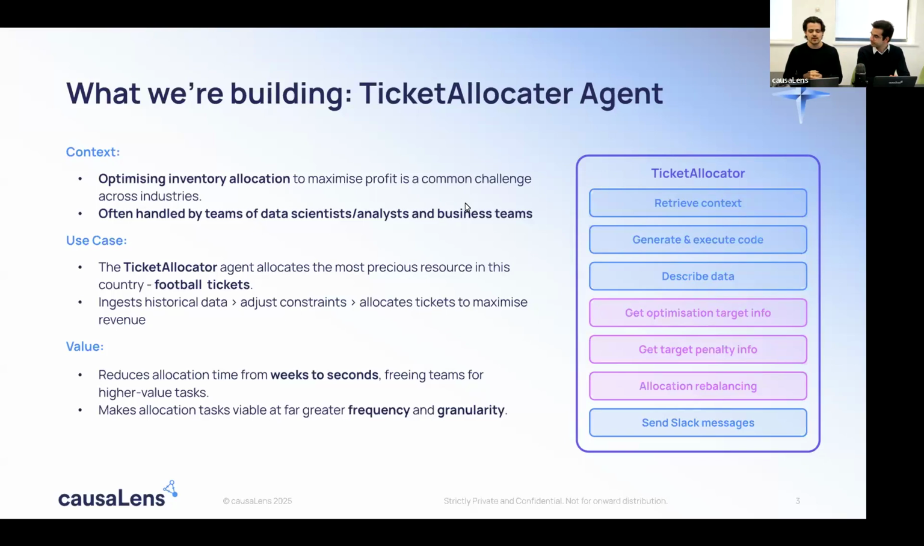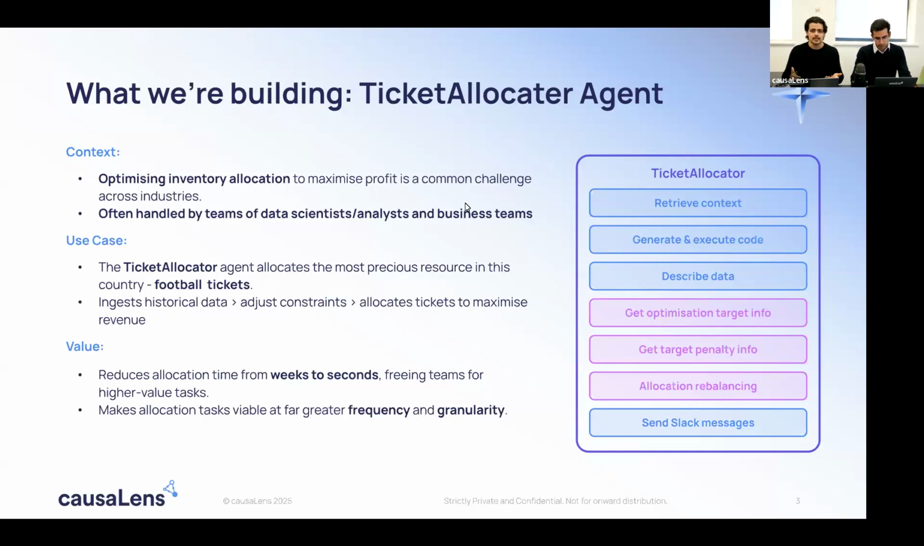And so the really big value here is that it frees teams to focus on higher value tasks. But another benefit is that it makes these allocation tasks viable at far greater frequency and far greater granularity. What that means is you've taken it from weeks to seconds. It used to take 3 teams and I could only do it once a month across the whole of the United Kingdom. Well, now if this process takes seconds and it's done by an agent, this can be done at far greater frequency and far greater granularity.